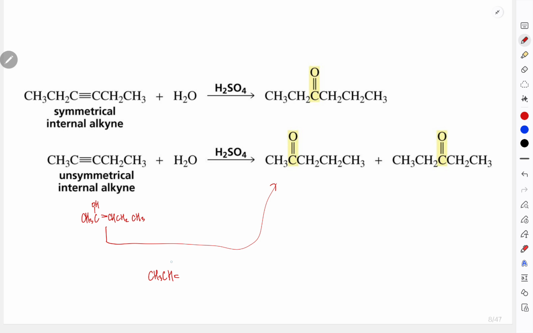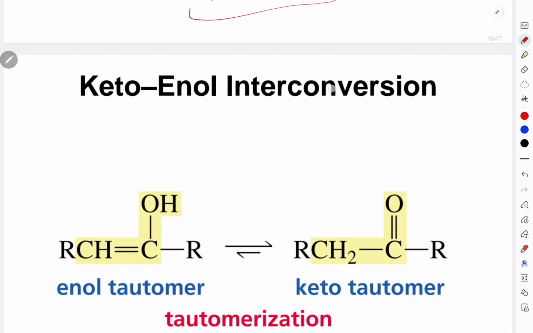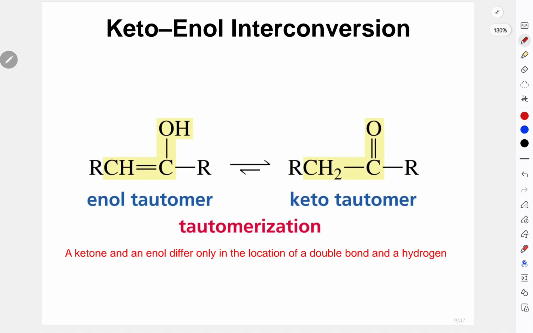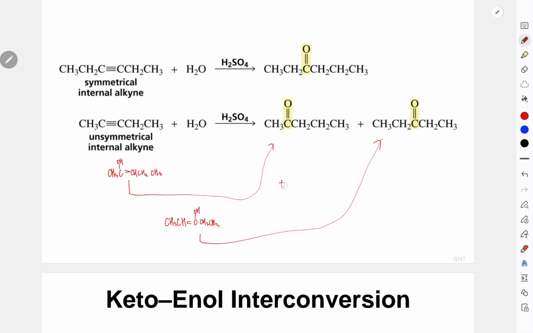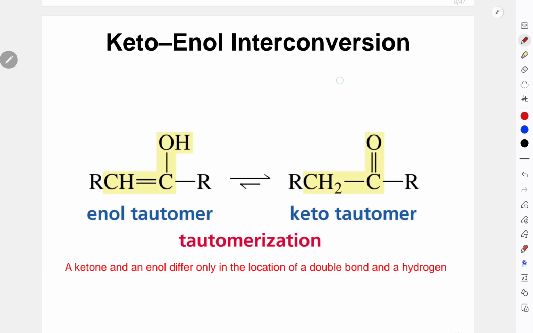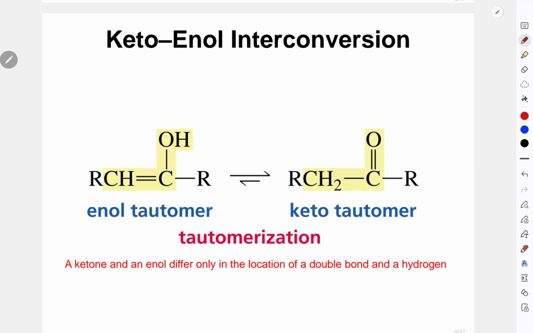We'll discuss this later. Comparing enol versus keto form, stability-wise the keto form is more preferable. That's why the major product is the keto form. And this is the keto-enol interconversion, or tautomerization. In other words, that's the terminology, which indicates the interconversion between these two forms.